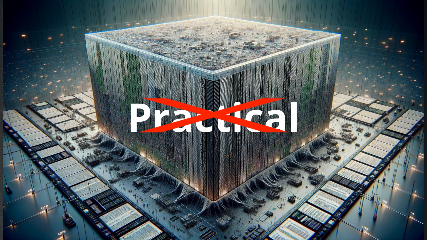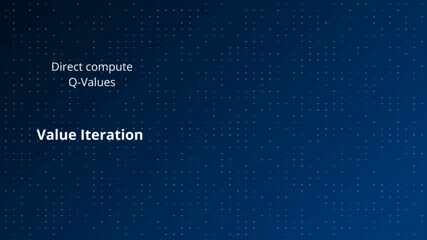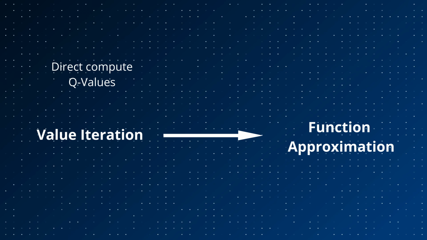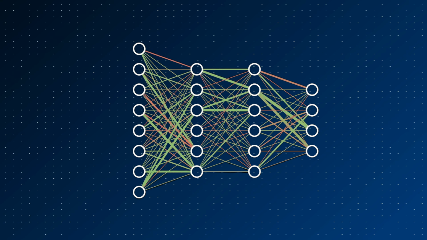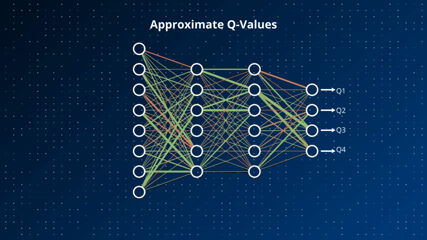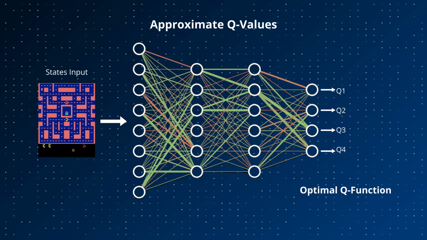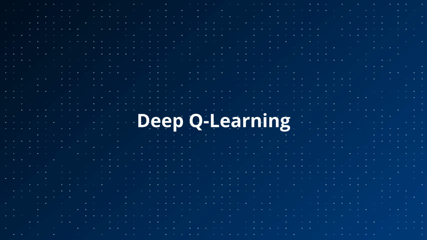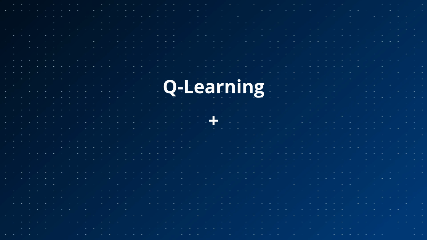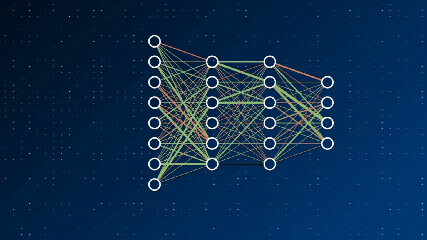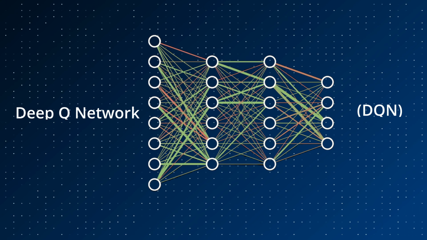So how do we address this issue? We shift from directly computing Q values through value iteration to using a function approximation for estimating the Q function. Enter neural networks. These networks are designed to approximate the Q values for each potential action in a given state. Essentially, they work towards approximating the optimal Q function. This approach is the core of what we call Deep Q learning. Deep Q learning is essentially the fusion of Q learning with deep neural networks. The deep neural network involved in this process is known as a Deep Q Network, or DQN for short.